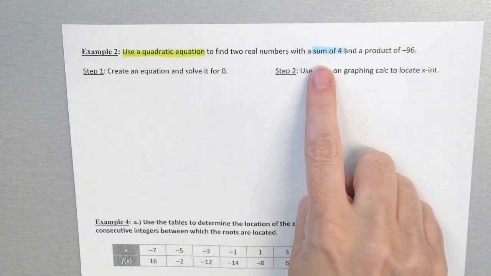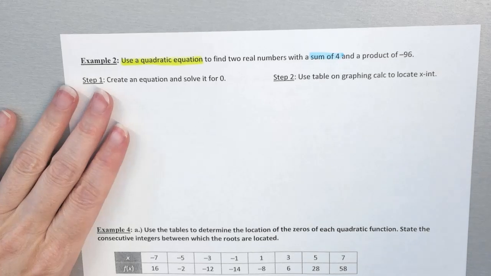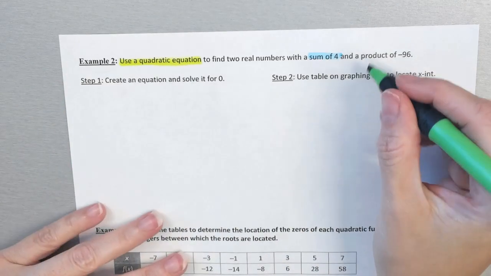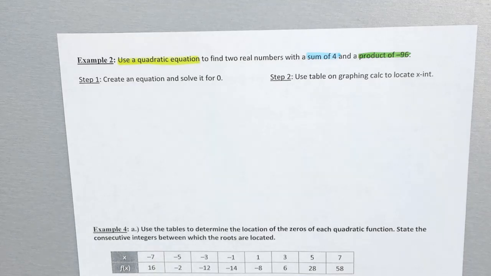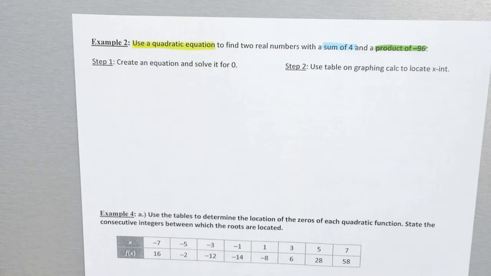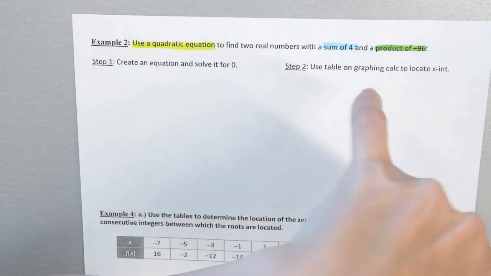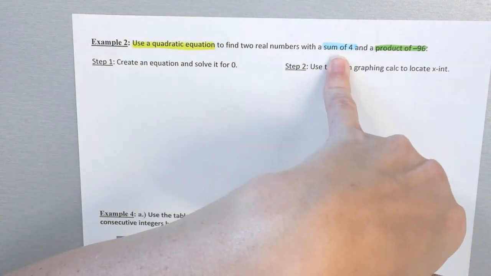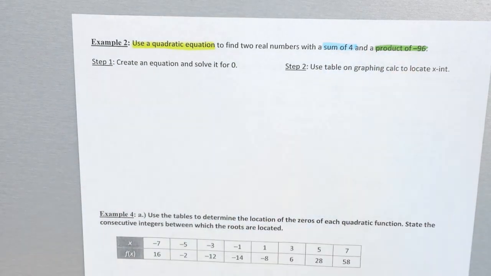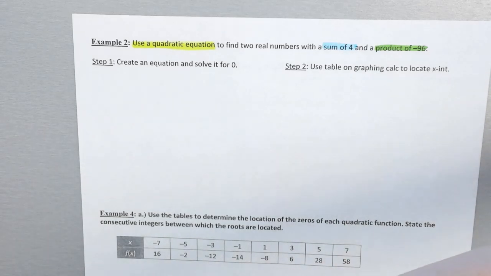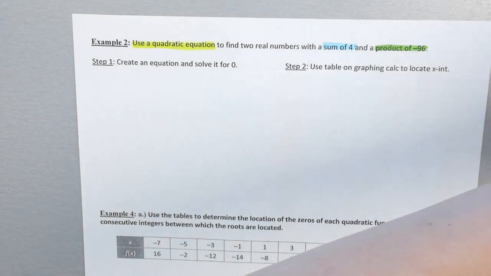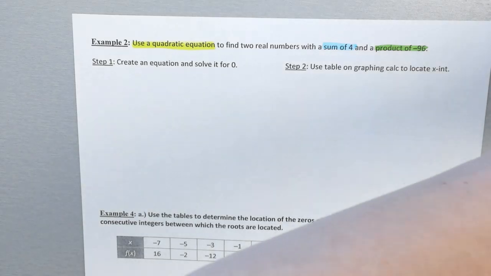So what does a sum of 4 mean? When you add them together, you get 4. The product means, yep, when you multiply them, you get negative 96. So like I just said, there are ways that you can guess and check for this. There's an infinite amount of values that would add to 4, but there is a limited amount of values that would multiply to 96. But since they asked us to use a quadratic equation, I'm going to show you how to set that up. Okay, so we have to see that in the work.